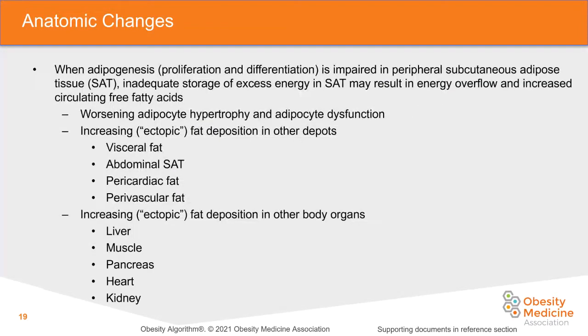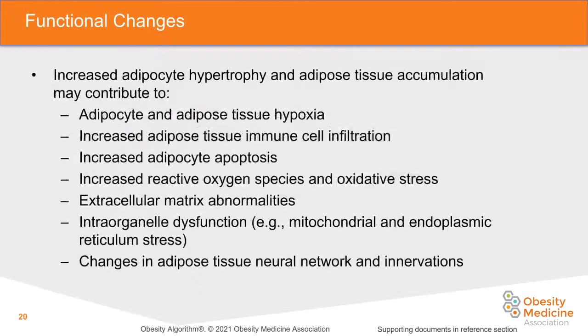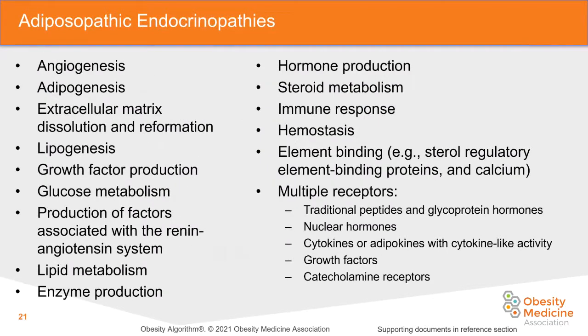The other thing that can happen is if your positive caloric balance is such that you cannot adequately store it in the peripheral subcutaneous adipose tissue, that energy overflow has got to go somewhere. Where's it going to go? Well, it's going to go to your visceral fat, your abdominal subcutaneous adipose tissue, might go to your liver or muscle or pancreas or heart or kidney. So you get intra-organ fat. All sorts of functional changes take place that cause the adipocytes and adipose tissue to become dysfunctional. They become sick. And we end up with all these endocrinopathies.